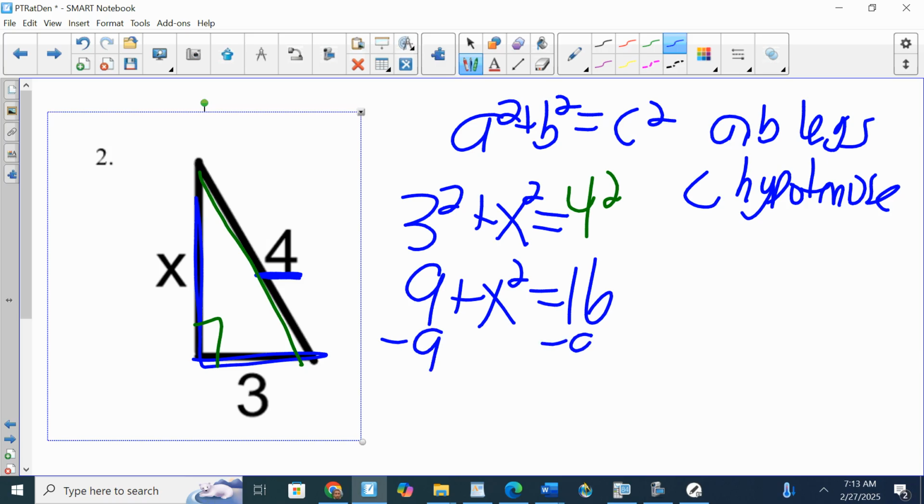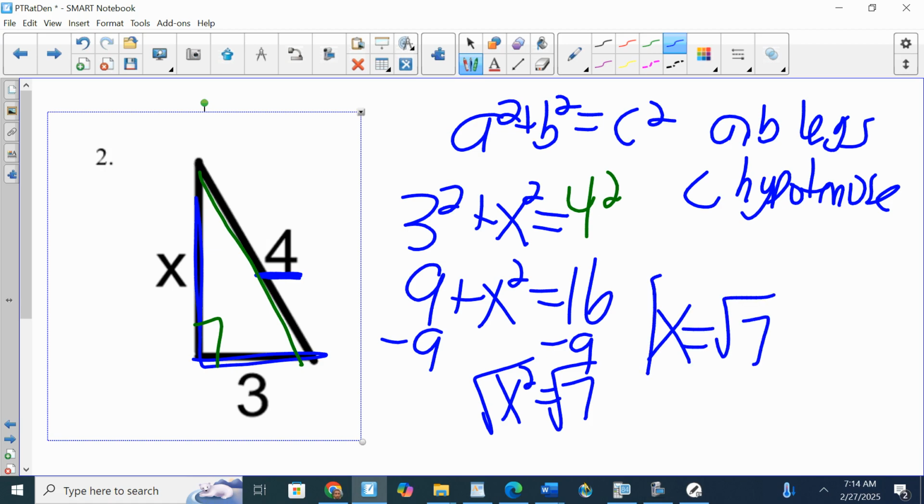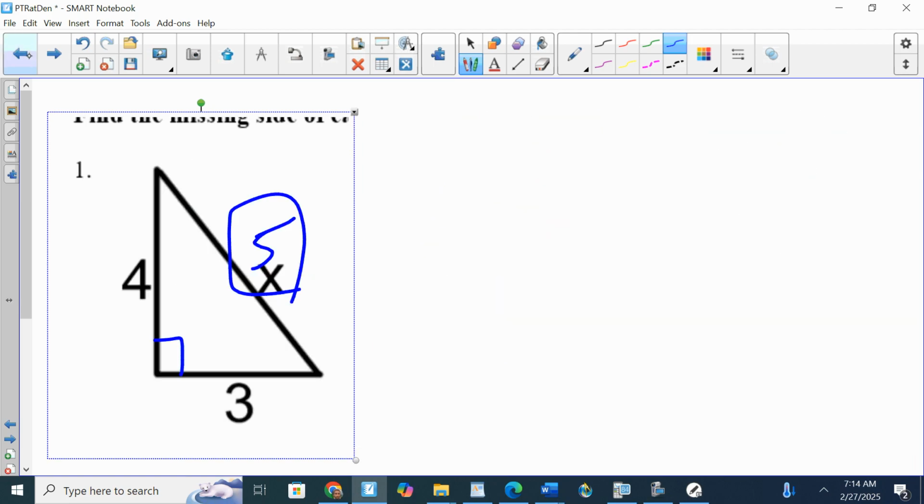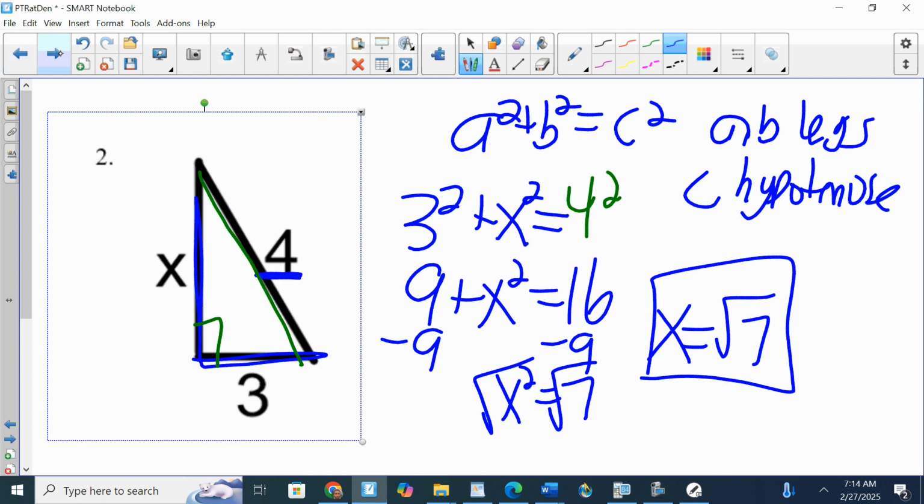Get x by itself. X squared equals 7. Square root. If you can't take the square root, you leave it as a radical. X equals radical 7. So if it's a triple, use the triple and just fill in the third side. I could do Pythagorean theorem, but it's easier to use the triple. If it's not a triple, then you have to use Pythagorean theorem. And if it is not a perfect square, leave it as a radical.